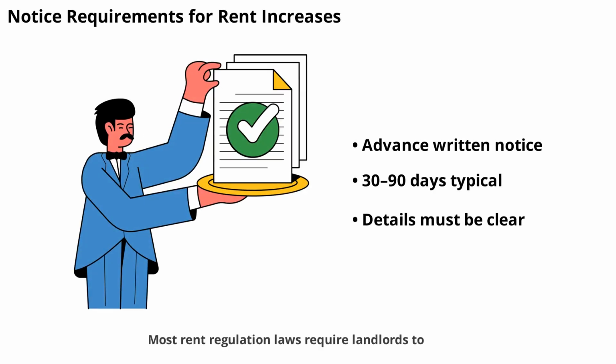Most rent regulation laws require landlords to give tenants advance notice before increasing the rent. The amount of notice varies by location, but it's often 30 to 90 days. This gives tenants time to decide whether to accept the new rent, negotiate, or look for another place to live. Notice must usually be in writing and include details about the new rent amount and when it will take effect. Failing to provide proper notice can make the increase invalid.